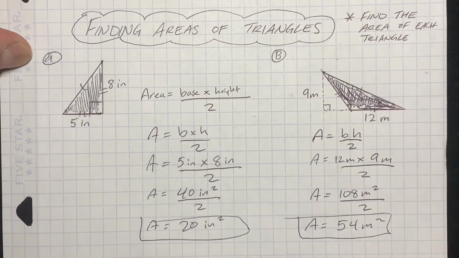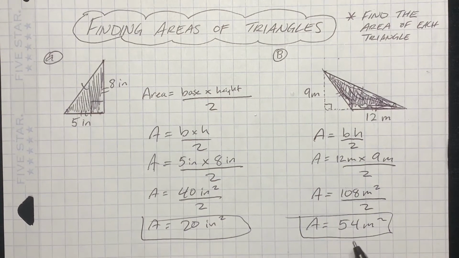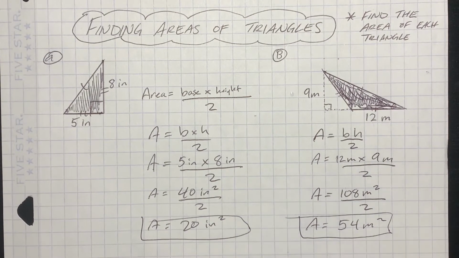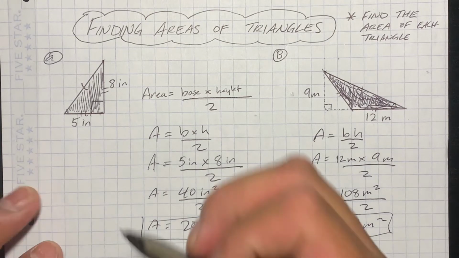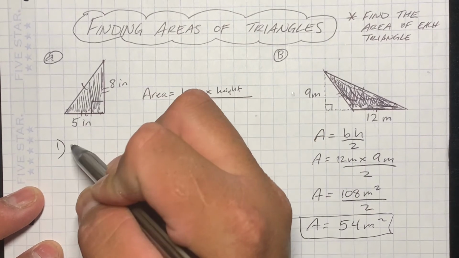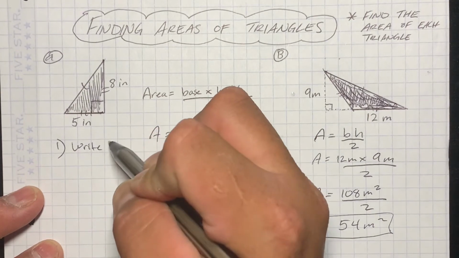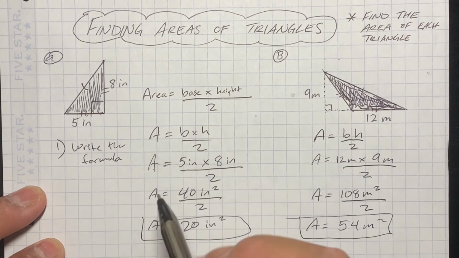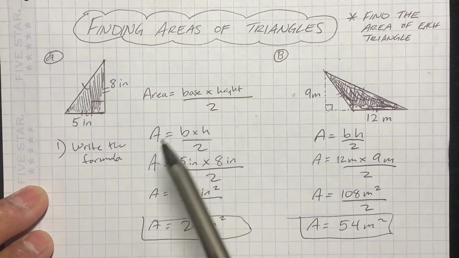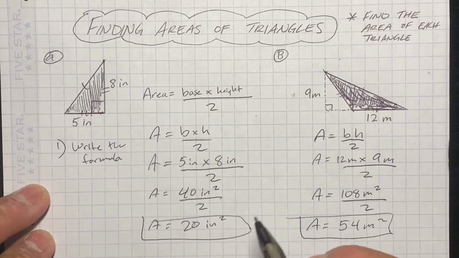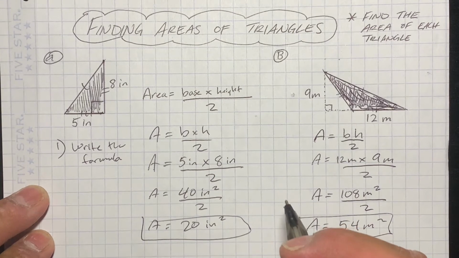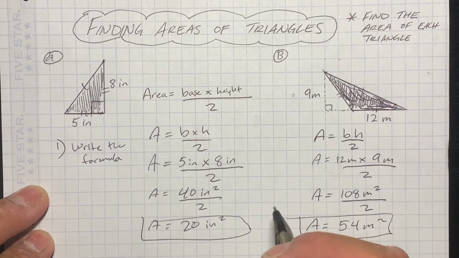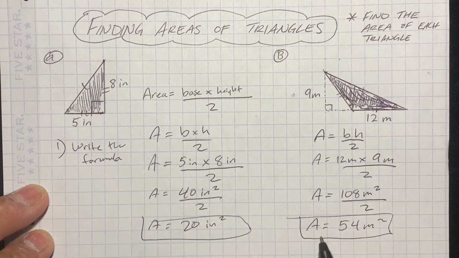There you go. So the area equals 54 meters squared. All right, so that's all there is to it, ladies and gents. So one more time, the first thing you do, step one, is to write the formula. And hopefully you're writing this down. The formula is area equals base times height divided by 2, or area equals half times base times height, because half of a square is a triangle.